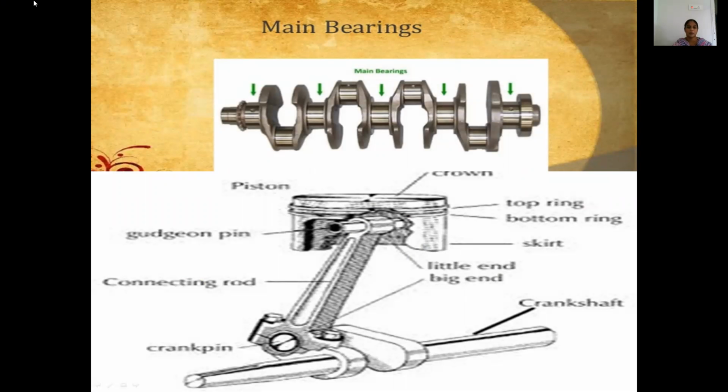This is the main part of the IC engine. This part is called a piston. The piston is connected to the connecting rod. The connecting rod is connected to the crankshaft, and here we have the top rings, bottom rings, and skirt, little end bearings, gudgeon pin, and also the connecting rod, crank pins, and different pins available.